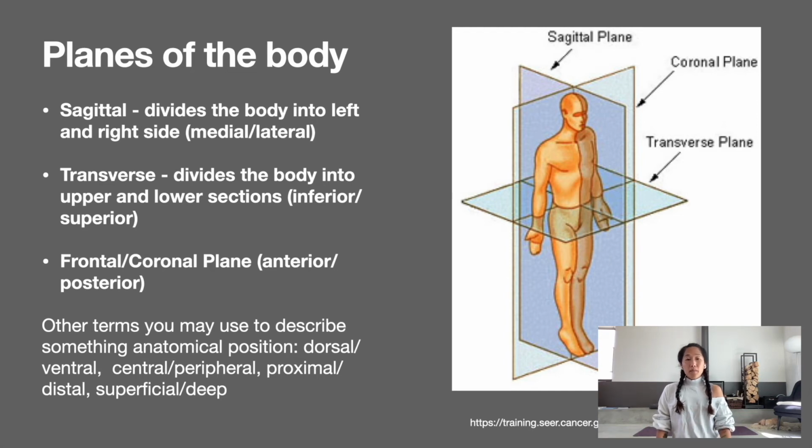And some other terms that you might hear and use to describe something in anatomic position are dorsal and ventral. Dorsal you probably hear more when we're talking about the feet, the dorsiflexion. So dorsal is the top, and then ventral would be the belly side, the underside of that. And another one is central and peripheral, and you can probably guess central is more towards the middle, peripheral is more towards the outer edges or the extremities.